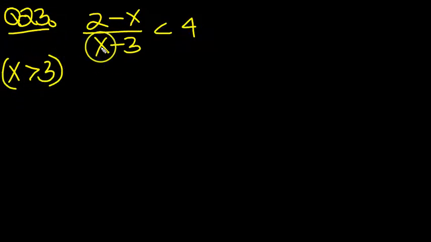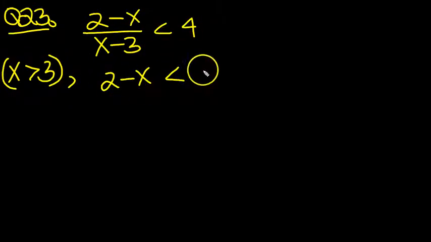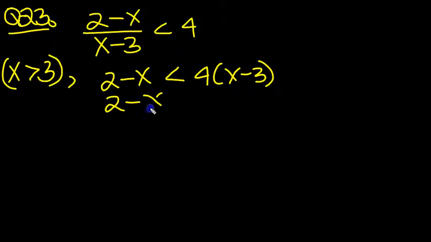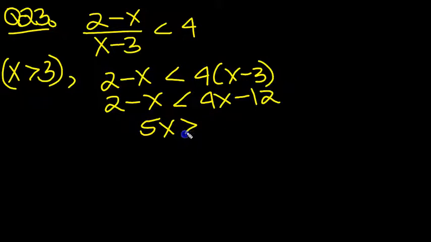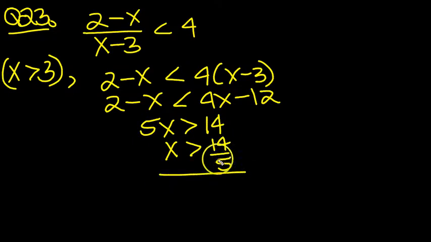So if x is bigger than 3, this is positive. So here it gives that 2 minus x, and then we can move it up because it's positive, can't we? So 4 times x minus 3. So 2 minus x is less than 4x minus 12. So move that x to be with the other 4x to make 5x. Reading it from right to left, and move the minus 12 over to be with the 2, to be plus 12. Plus 2 is 14. So that tells us then that x is bigger than 14 over 5, which is 2.8, isn't it?